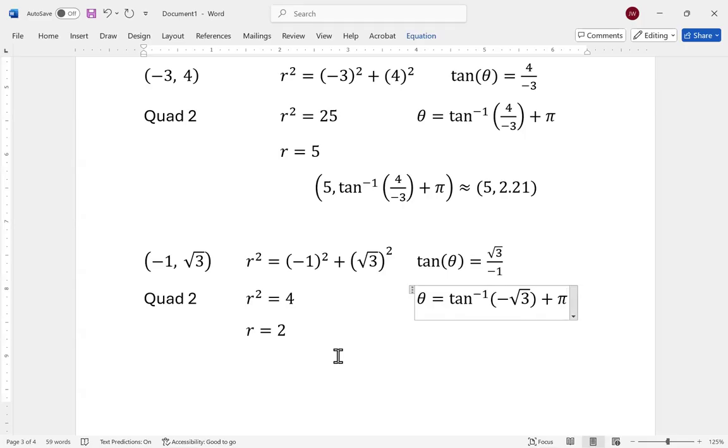And I'm tacking on a plus pi because if I just looked at the angle that I got when I do inverse tangent of negative square root of 3, I get negative 1.05 roughly, which is in quadrant 4. So when I add pi to that, I get back into quadrant 2. I'm just going to give an approximation of my answer so I don't have to write so much. Obviously, R is 2.